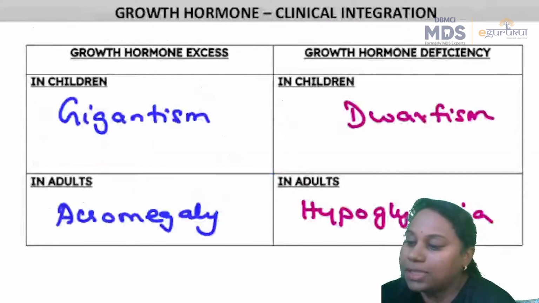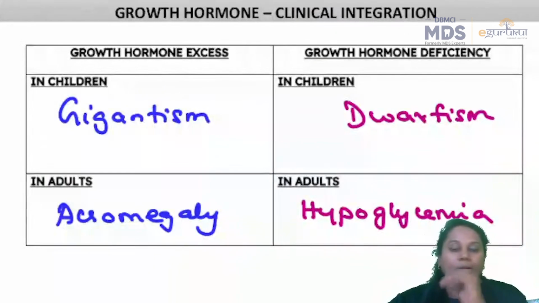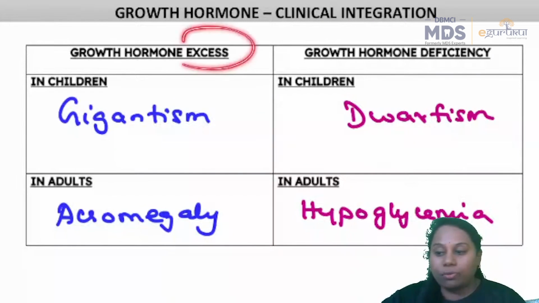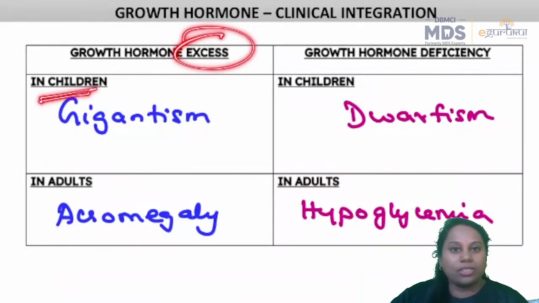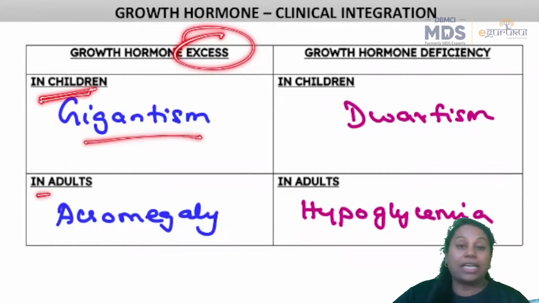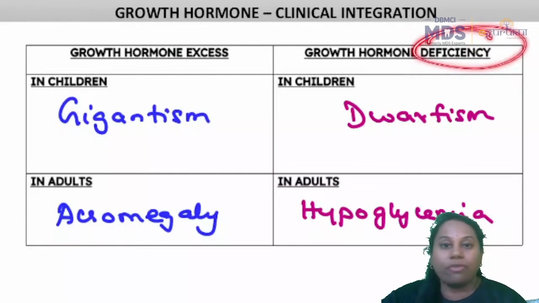What about the disorders related to growth hormone? Excessive levels of growth hormone. In children, what is it called? Gigantism. In adults, what is it called? Acromegaly.